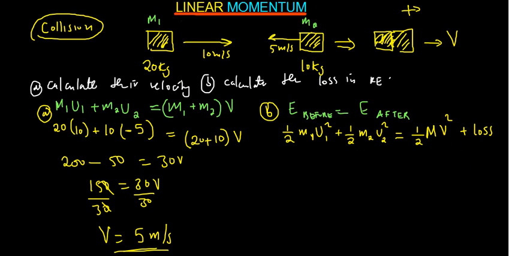This is going to be a half m1, that is 20, u1, that is what? That is 10. You square that, plus half m2, that is 10.